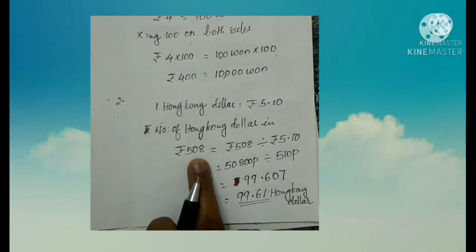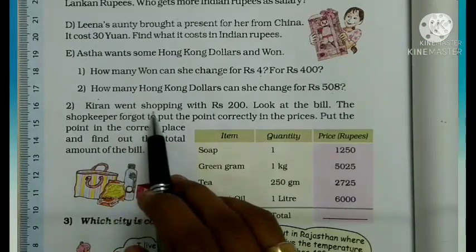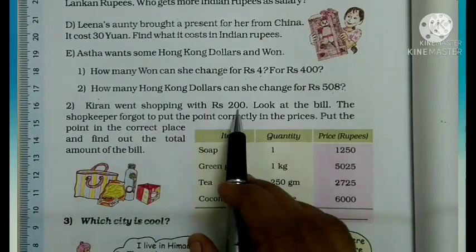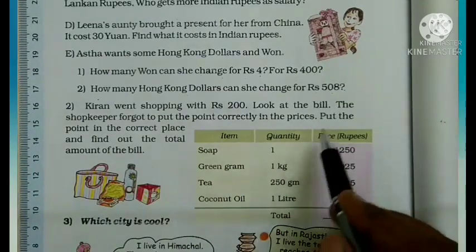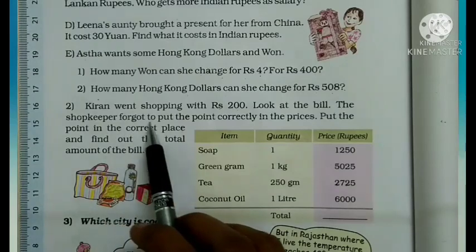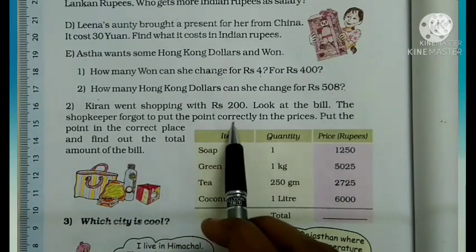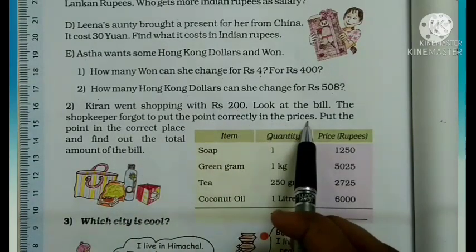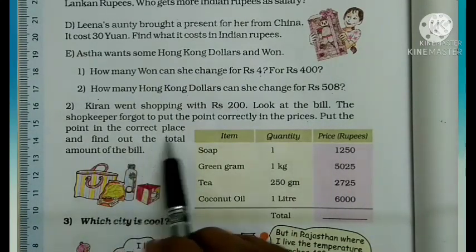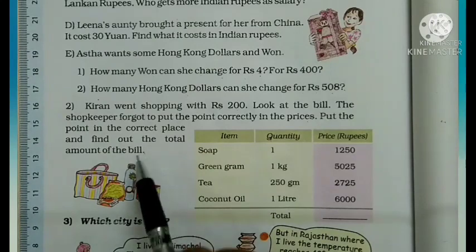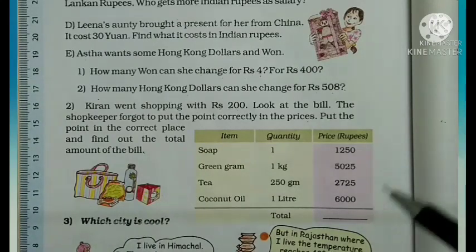Understand all of you? Move to the next question. Second question: Kiran went shopping with rupees 200. Look at the bill. The shopkeeper forgot to put the point correctly in the prices. Put the point in the correct place and find out the total amount of the bill.